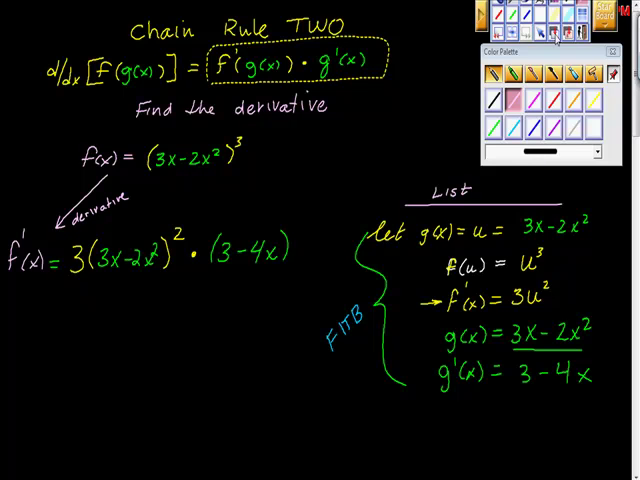Let's try another one. Just saying it a different way, let's differentiate. F of x is equal to, and this is just a way of looking at something, the cube root of x squared minus 1 to the second power.